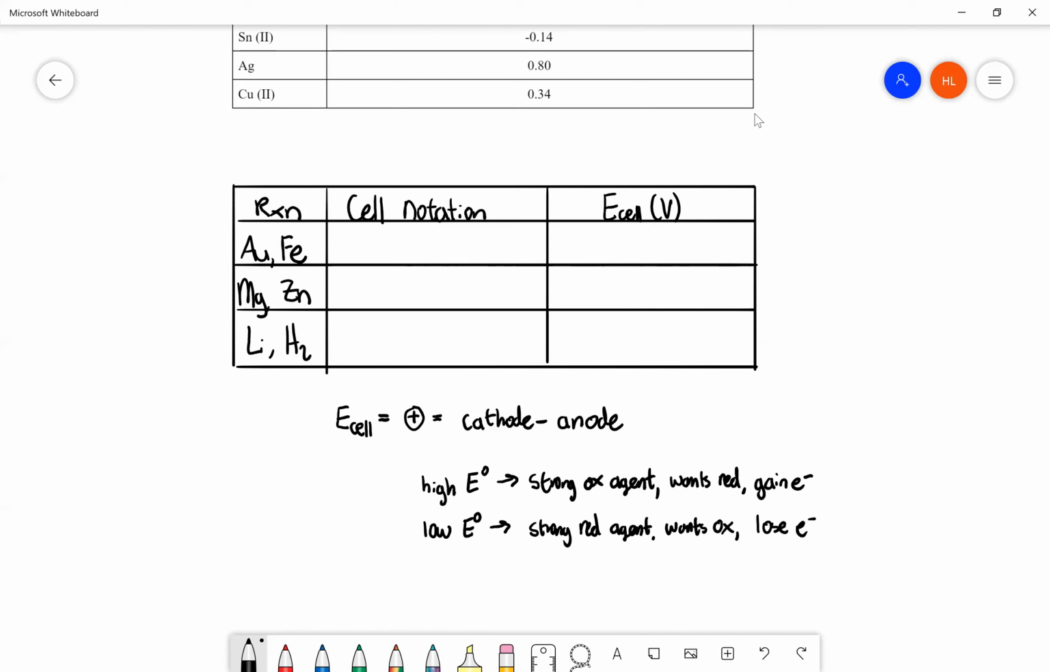So in that case, things with low reduction potentials are species that want to be an anode, right? Because anodes are oxidized and cathodes are reduced. So something with a high standard reduction potential would be more likely to be a cathode than an anode, whereas something with a low reduction potential would be more likely to be an anode than a cathode.